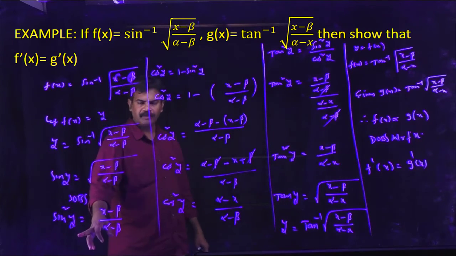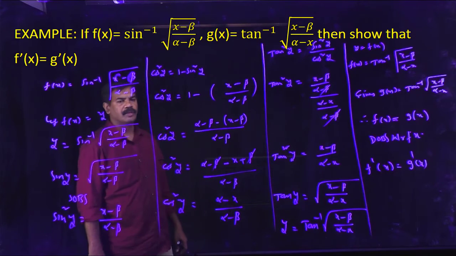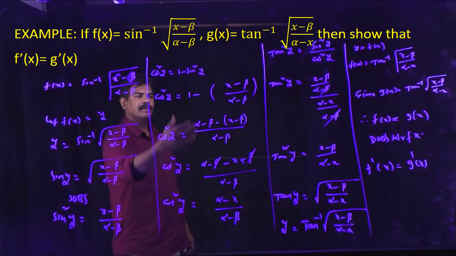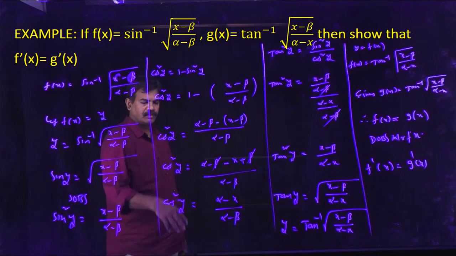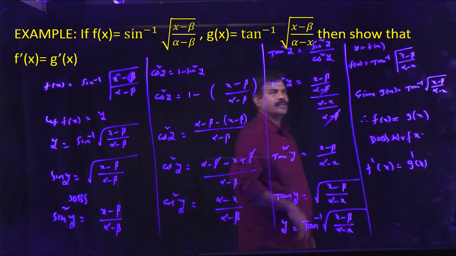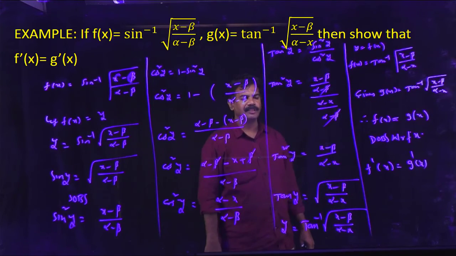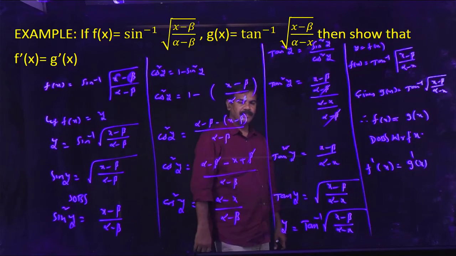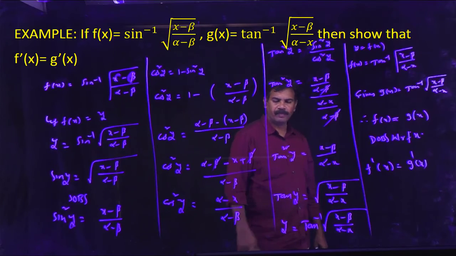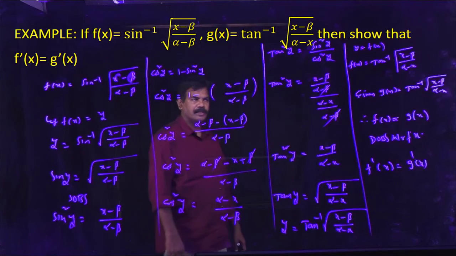Already we have sin square y, so we find cos square y. That is, cos square y is equal to 1 minus sin square y. Cos square y is equal to 1 minus, we apply the value of sin square y. We take the LCM. After simplification, we get cos square y. Then we take tan square y, that is sin square y by cos square y. Tan square y is equal to, we get, (x minus beta) by (alpha minus x). That is, tan y is equal to root of (x minus beta) by (alpha minus x). That is, y is equal to tan inverse of root of (x minus beta) by (alpha minus x).